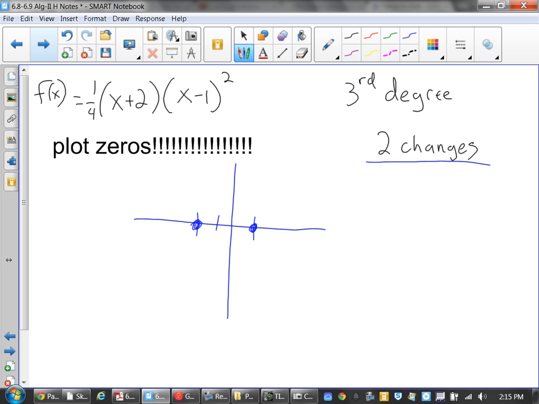What does it mean to be a duplicated 0 at a value? It changes direction at that point. Now, I don't know if it's changing direction going up at this point, or changing direction going down at this point. I'm not quite sure. But knowing that this is a third degree polynomial because I have x times x squared, if I look at my leading term, is it positive or negative?